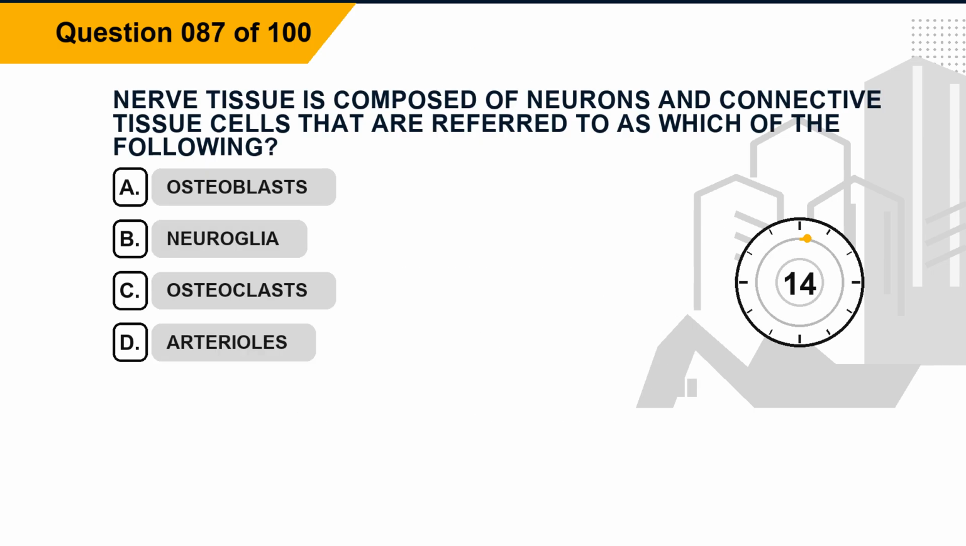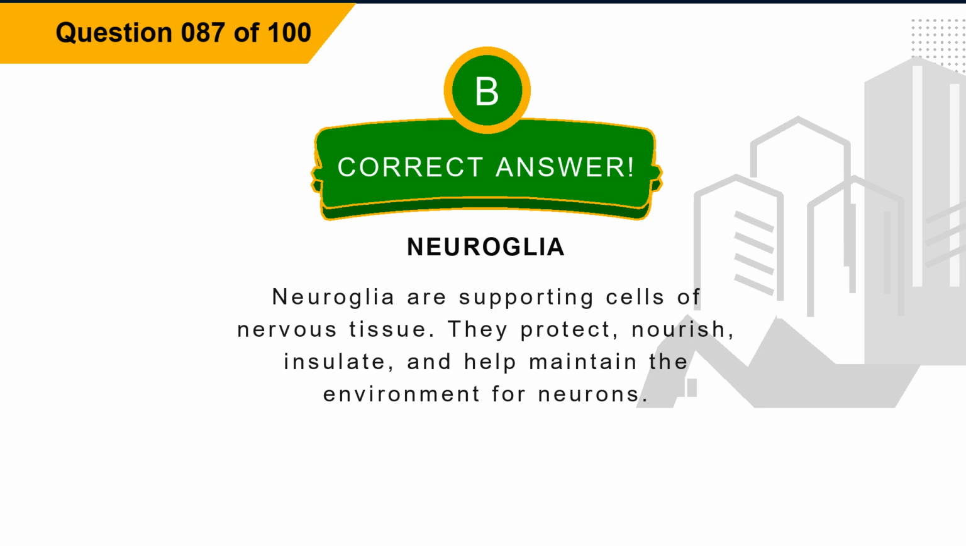Question 87. Nerve tissue is composed of neurons and connective tissue cells that are referred to as which of the following? Option A, osteoblasts. Option B, neuroglia. Option C, osteoclasts. Option D, arterioles. The correct answer is option B, neuroglia. Explanation: neuroglia are supporting cells of nervous tissue. They protect, nourish, insulate, and help maintain the environment for neurons.